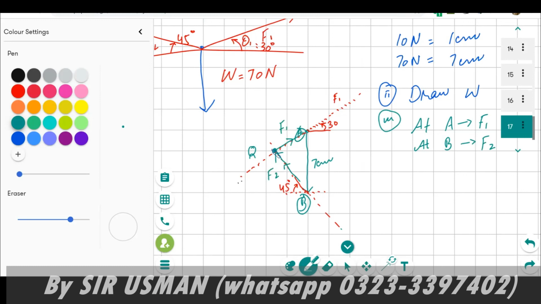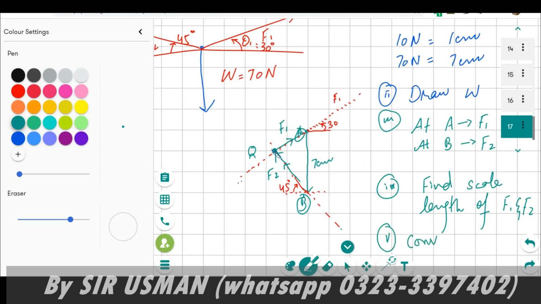So point 4: find 1, scale, 2, length of F1 and F2, and then 3, convert it to the original value. Convert to Newtons using scale. This is how we are going to do it. Okay, it's easy. This is easy.